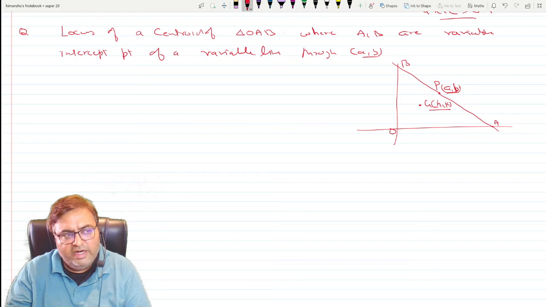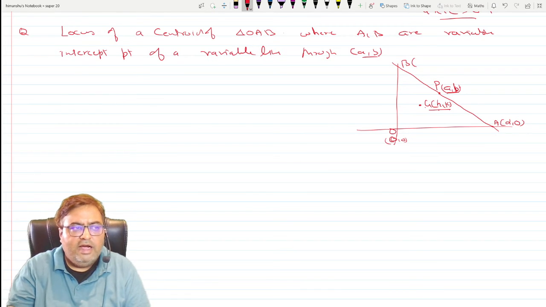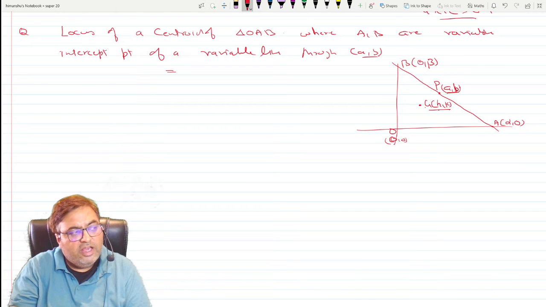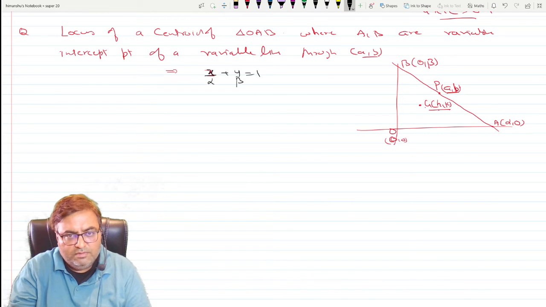Now, to write the coordinates of G, you will require the coordinates of O, A and B. So O is (0, 0), that you very well know. A, let's say, we assume as the point (alpha, 0). And B, let's say this is the point (0, beta). I am not taking A and B because those are already given over here. You can name as per your own ease. Now, what will be the equation of the line? The equation of the line can be written as x by alpha plus y by beta equals 1. Okay, number 1.